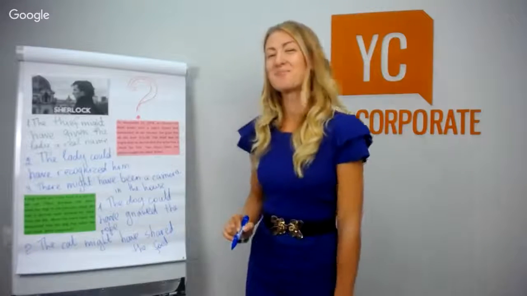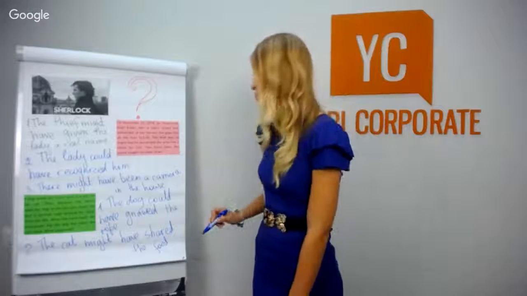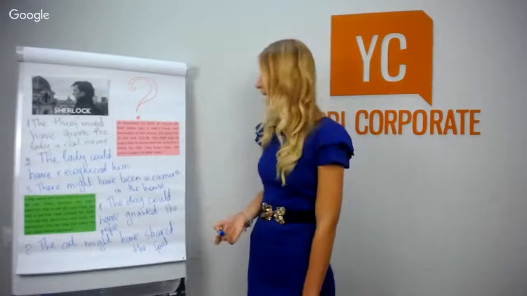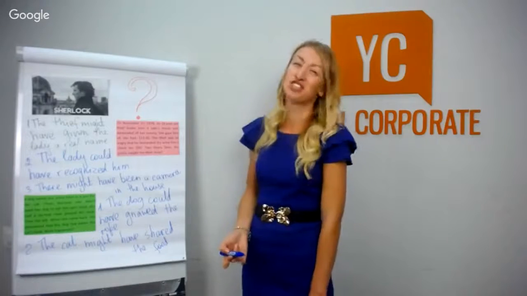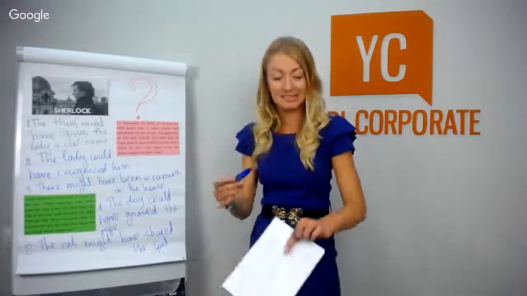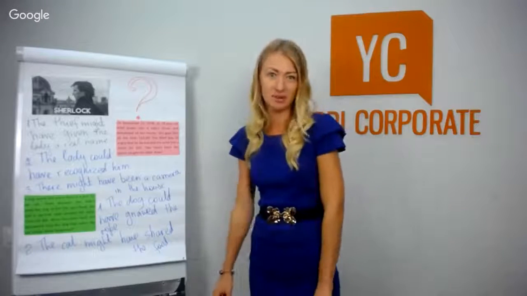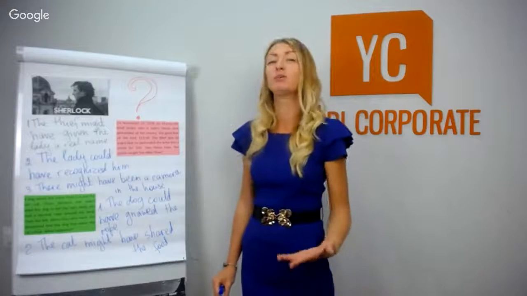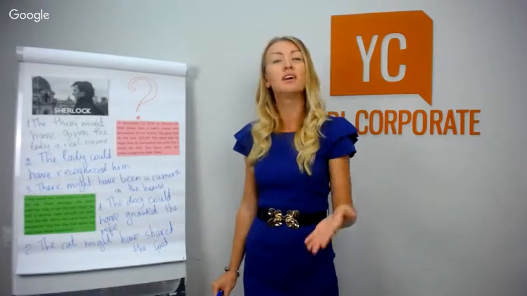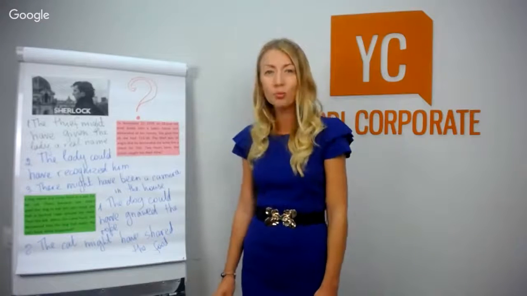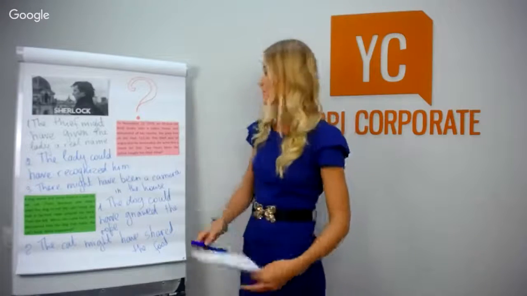Okay, guys, I have 2 ideas here. The dog could have gnawed the rope, and the cat might have shared the food. So maybe the second option is less likely, but still it has a possibility that it could have happened. So in all these cases, I was using the modal plus have plus the verb in the past participle. So I hope that you did the same.